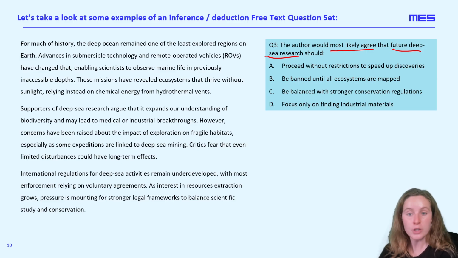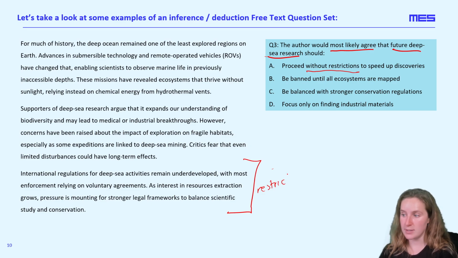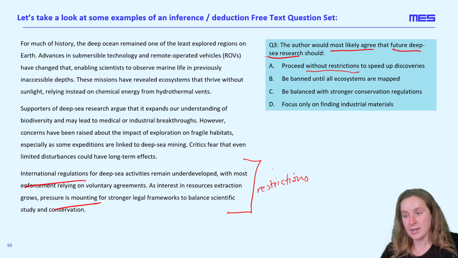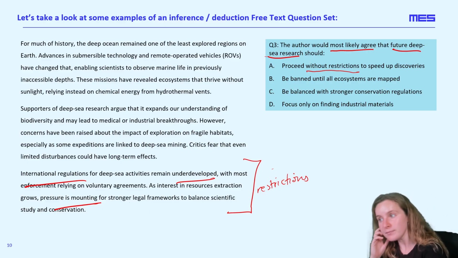So we're looking for, going forward, what deep sea research should look like. A, proceed without restrictions to speed up discoveries. This doesn't seem right immediately based on what we know of this text. "Without restrictions", this whole paragraph here is about restrictions being developed. So I would say that this one is a pretty good indicator that that's not the case, because this is so neutral. There is pressure mounting for more restriction and international regulations being described as underdeveloped rather than perfectly fine right now, or an inhibitor to speeding up discovery. So this seems like a no so far.